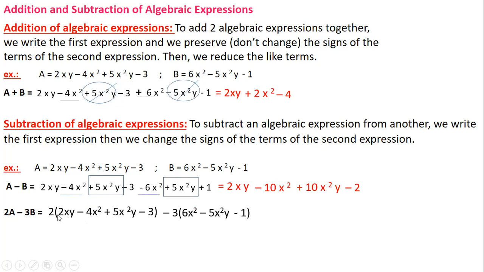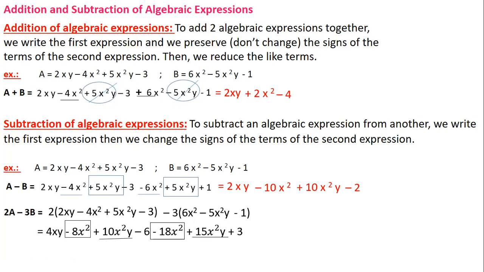Now, we should get rid of these parentheses. So we multiply 2 by everything inside. We multiply minus 3 by everything inside. After multiplying, of course, we reduce the like terms as we used to do before.